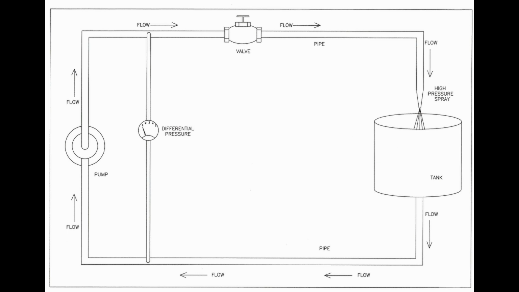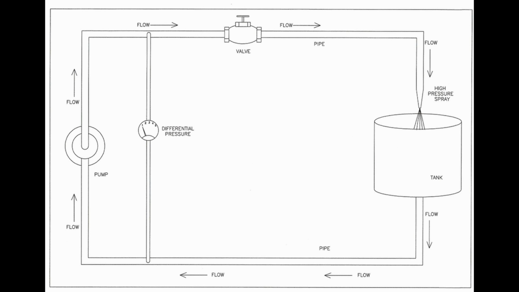And then the water is sprayed into a collection tank, and after the tank, the water flows back to the pump through a pipe. This is called a closed loop system because there is no external water coming in and there's no place for it to go out. So it's a closed loop system.